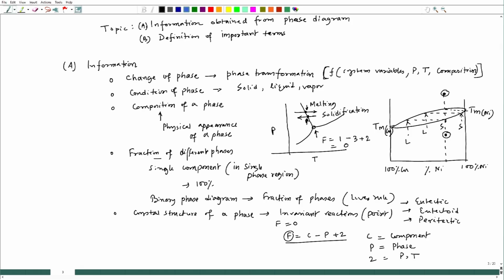So that point is a unique point. Only at a fixed pressure and temperature can we get those 3 phase equilibrium. We will talk more about that, but at least we get to know those invariant reactions.